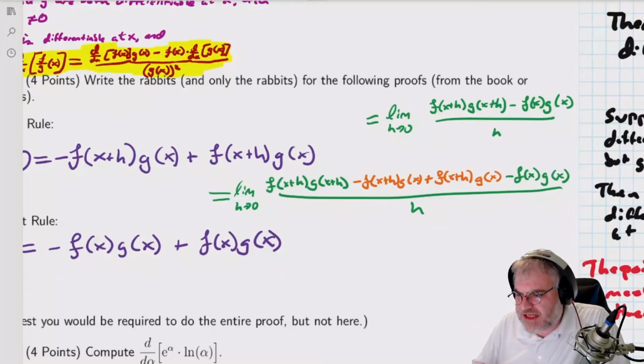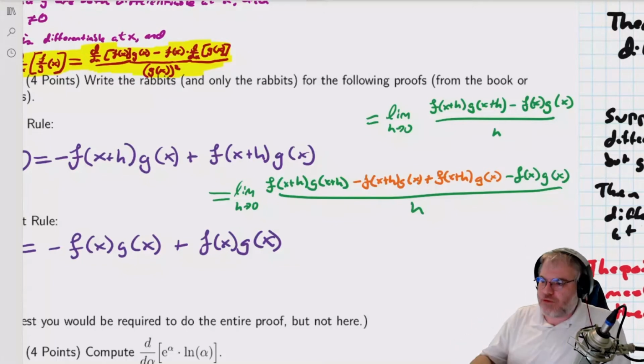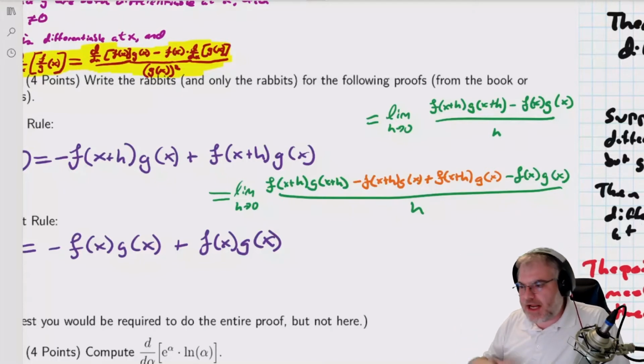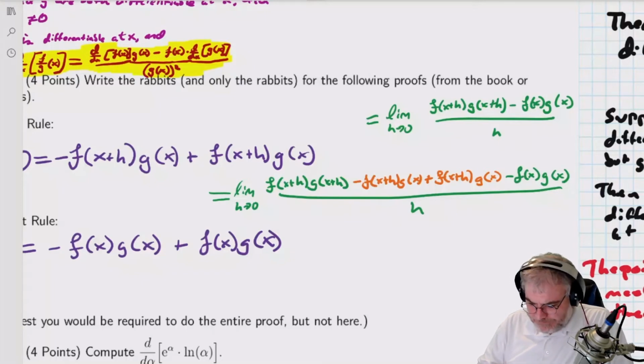Okay? So a rabbit is basically a trick. I'm adding a 0 or I'm multiplying by a 1. I'm pulling something out of thin air. But I can always add 0 and I can always multiply by 1. Okay, does that make you feel a little bit better? That's what a rabbit is. All right.